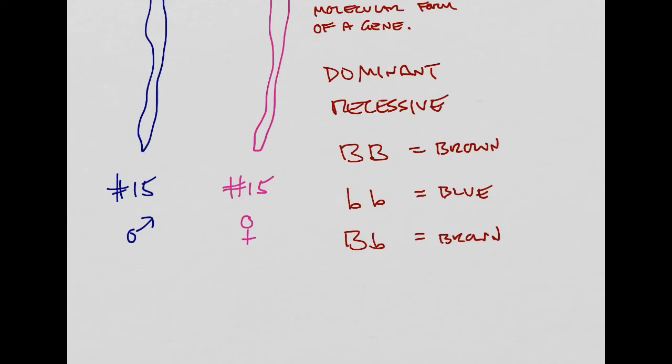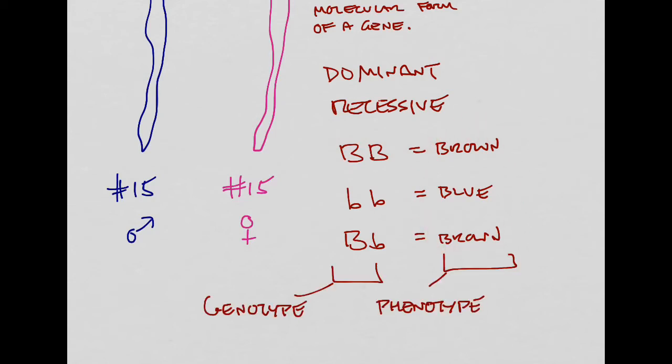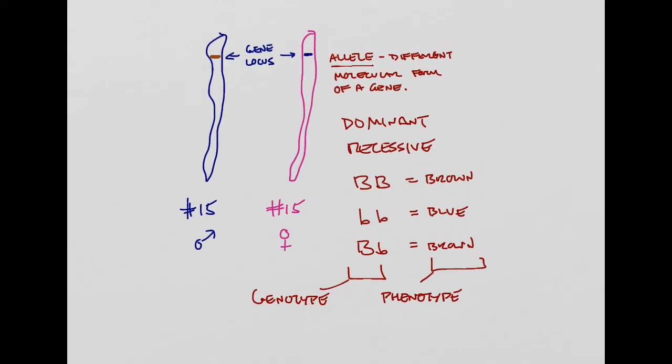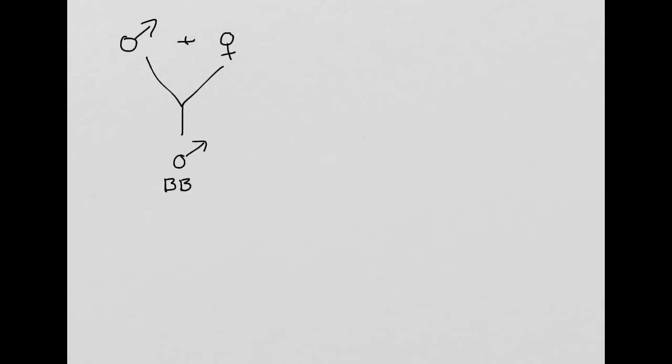Now these combinations of letters that I'm showing you right here, those things are called the genotype of the organism. This, the outward expression, is called the phenotype of the organism. It's certainly worth noting that while there are 3 different genotypes, there are only 2 different phenotypes in this combination when it comes to eye color. Okay? So let's go back to this example we had here.